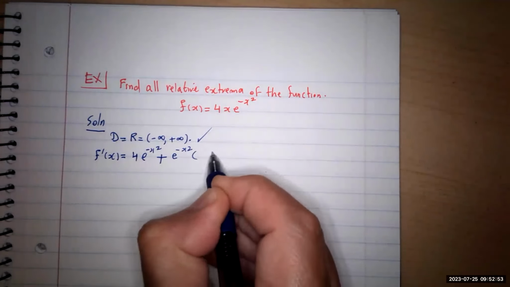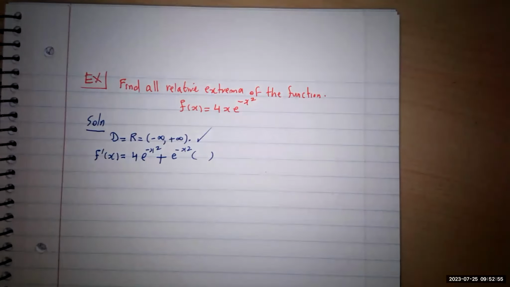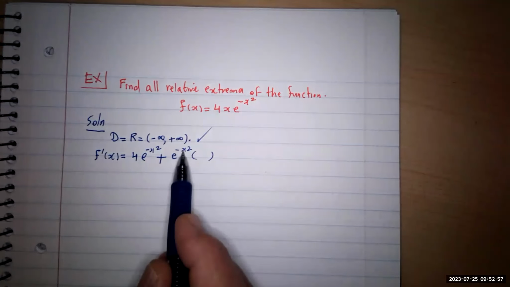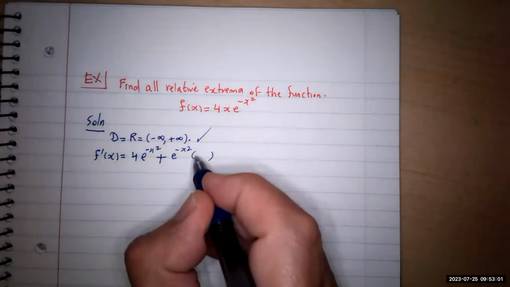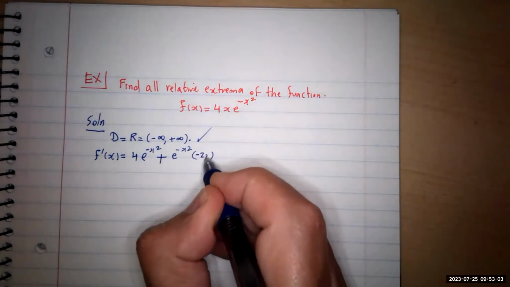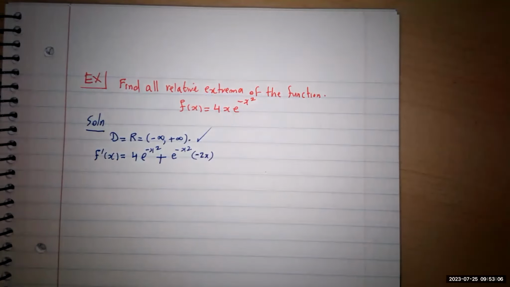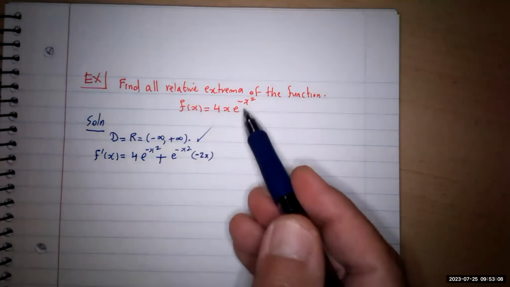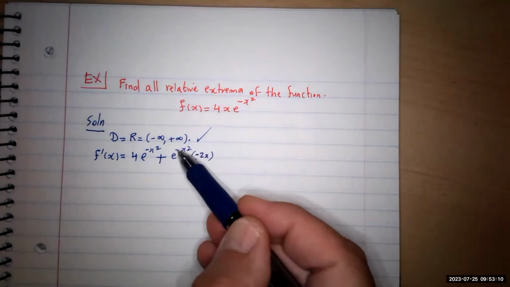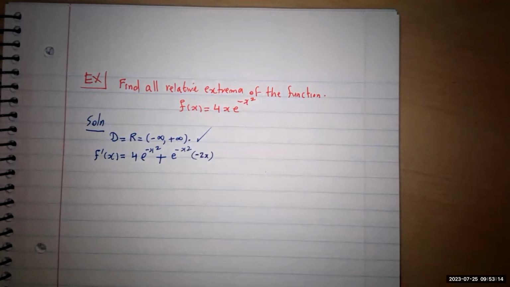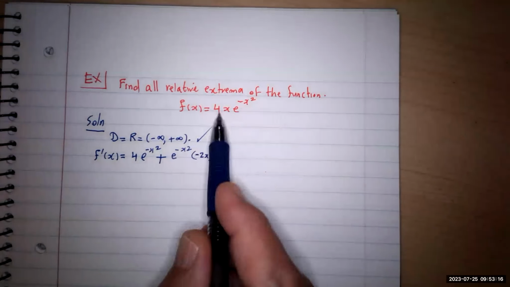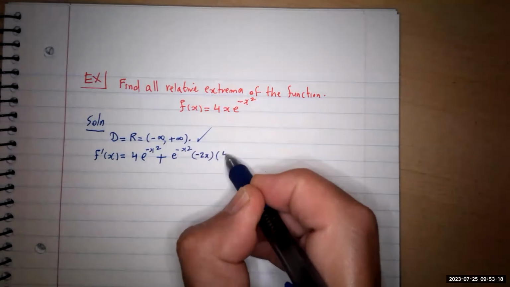But we have to pay for it. Remember, u prime, the derivative of the top. The derivative of negative x squared would be negative 2x. That's the derivative of the second one. The exponential function never changes, but since the exponent is not just x, you have to multiply by u prime. That's the derivative of the second one times the first one, times 4x.